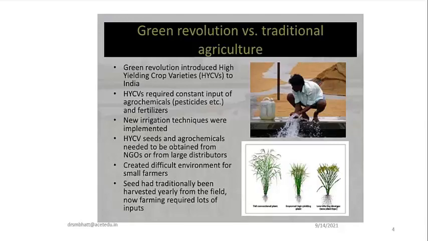Now what is the current revolution given by the J. Narayan?